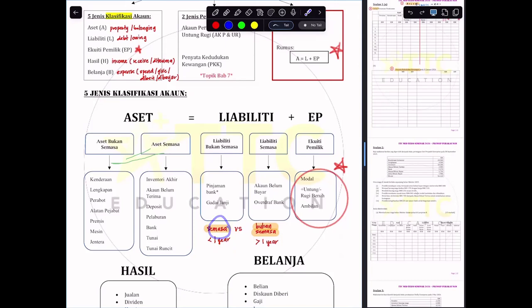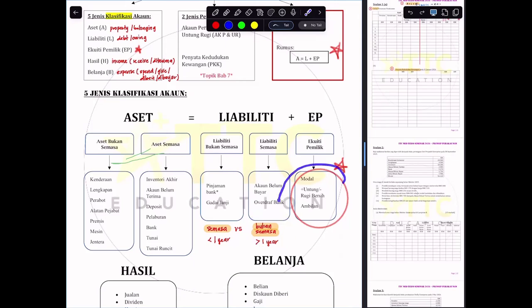But let's say if you borrow money from bank, pinjaman bank or pinjaman. Normally when you borrow money from bank, you will incur interest fee because you are borrowing a huge value of money. How is it possible for someone to pay a huge value of money in a year? Of course, it takes more than 1 year, so it will be liability bukan semasa.